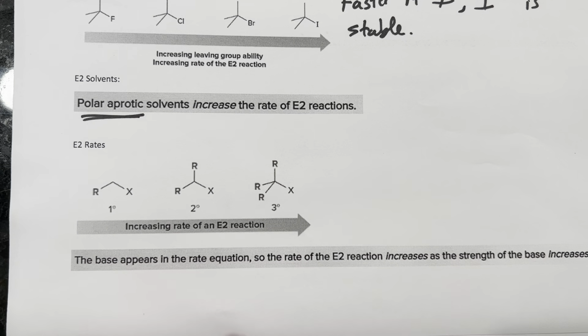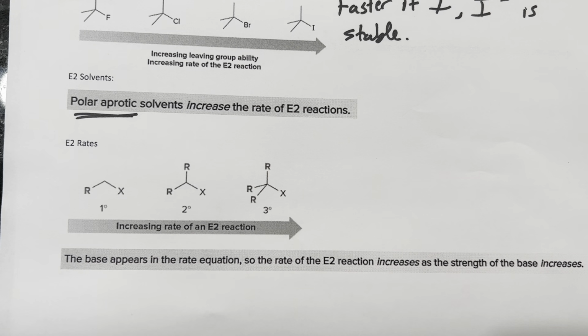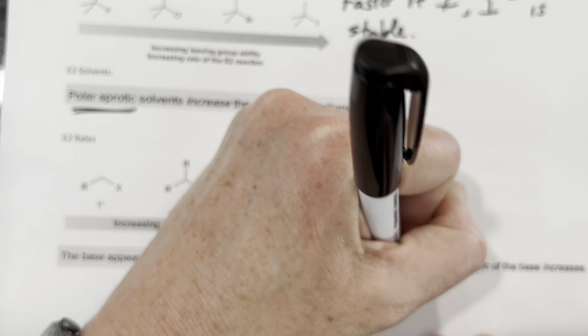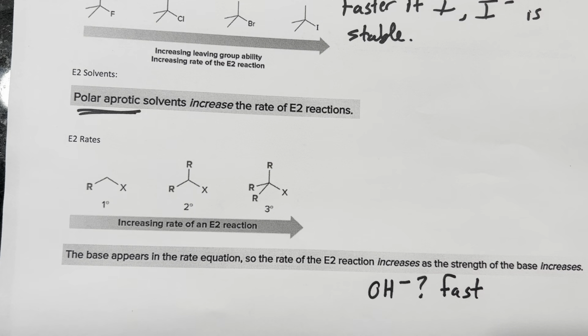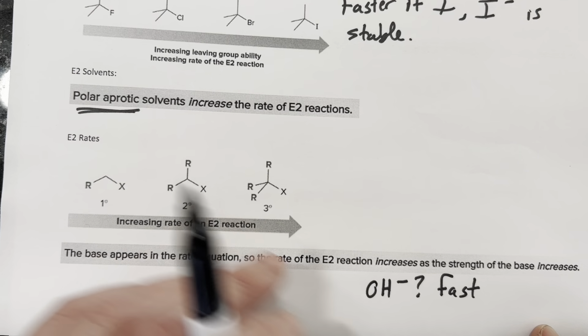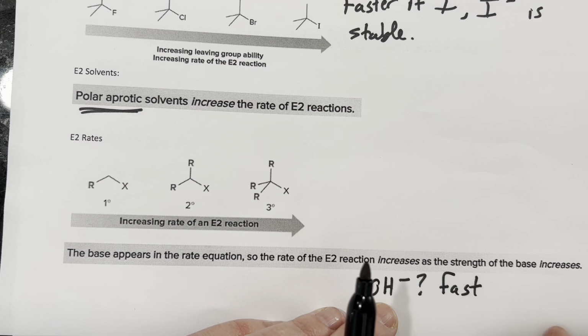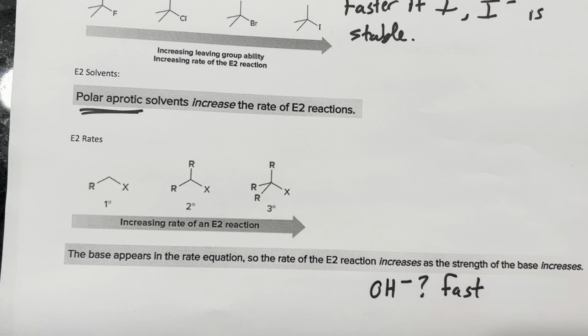All right, the base appears in the rate equation because the rate equals k times the base, we just did it, times the alkyl halide. And the E2 reaction increases as the strength of the base increases. So if you've got OH minus, it's about as strong of a base as you can have. So OH minus is fast. That'd be kind of the way I think about it. And then as you add more stuff to it, like that tert-butoxide, that's going to be a lot slower.